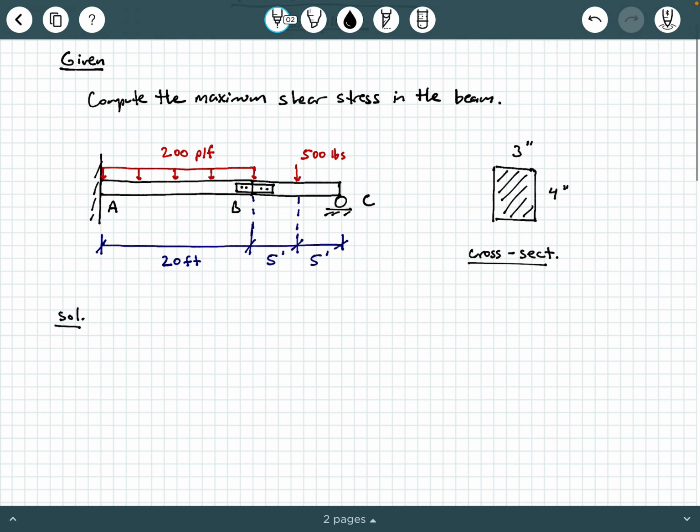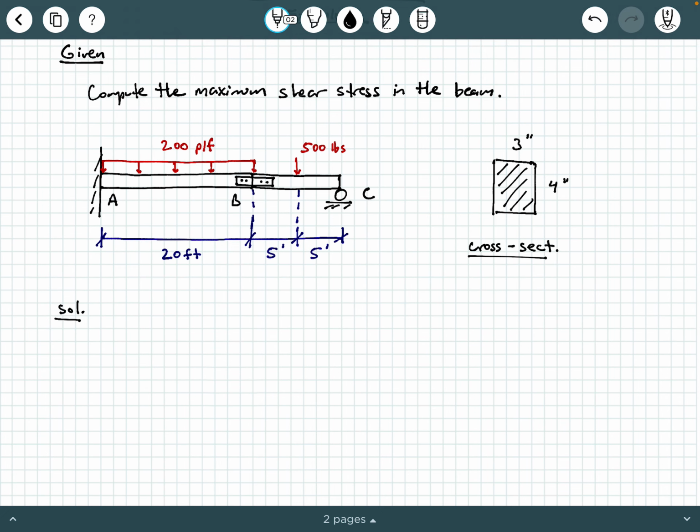When we want the maximum shear stress in the beam, we know that tau is equal to VQ over IT, and this is going to be at the neutral axis. If you remember, maximum shear stress occurs at the neutral axis within the cross section. For a rectangular section, we have a simplified formula that we can use, and in fact, we saw another example where we derived it.